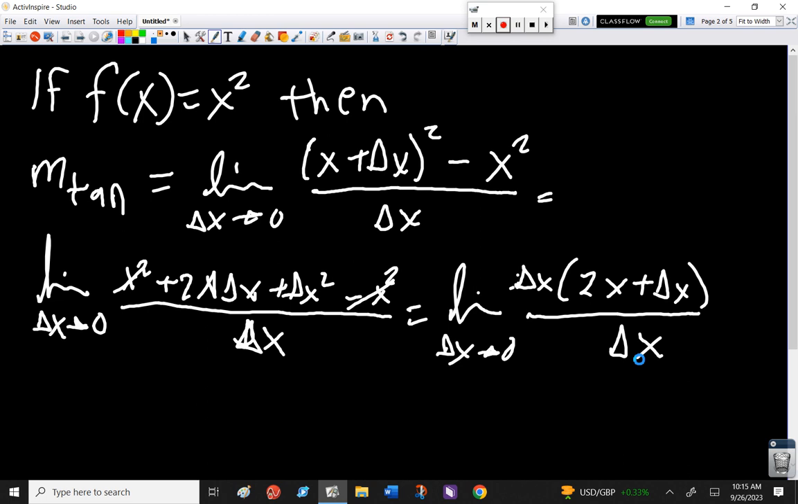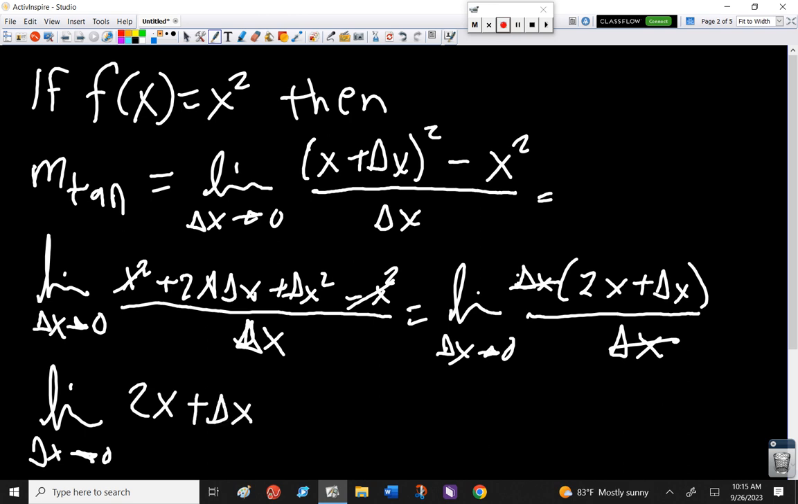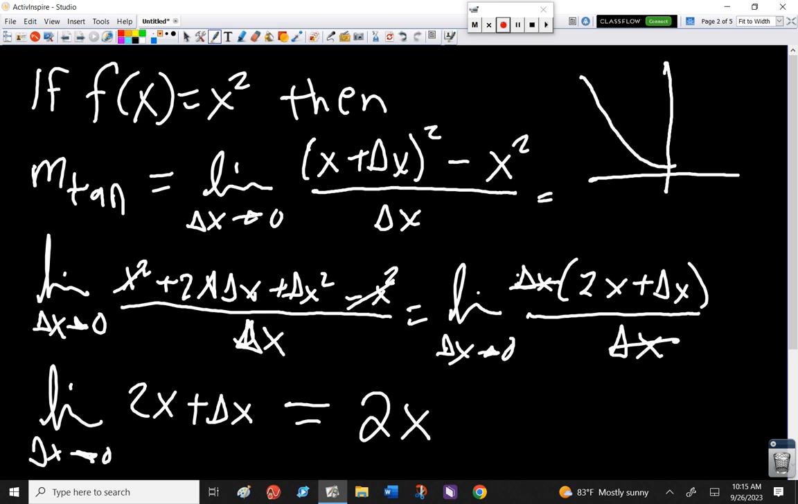Some of you may notice, oh look, your delta x's are going to go away. And that helps us because now we can't get 0 over 0. So we're going to have the limit as delta x approaches 0 of 2x plus delta x. And if delta x goes to 0 here, ladies and gentlemen, we have the slope of the tangent line, which is 2x. That means at any point on this parabola, and matter of fact, I'm going to draw this parabola real quick right here, at any point on this parabola, I could find the slope at any one of these points here.